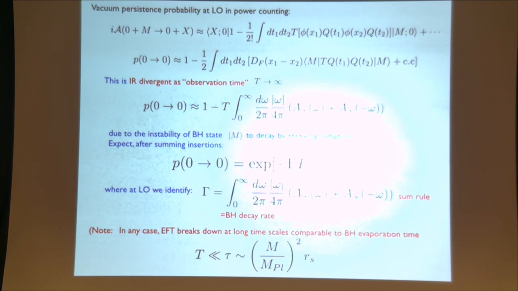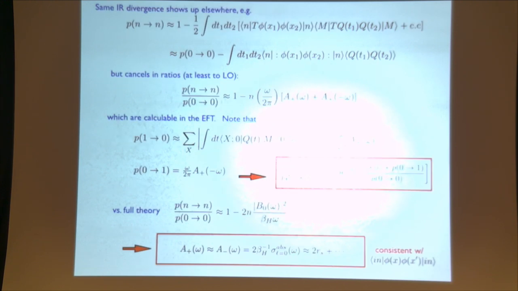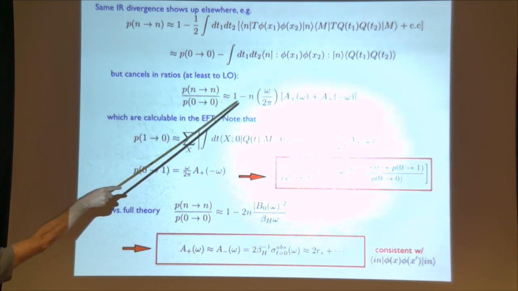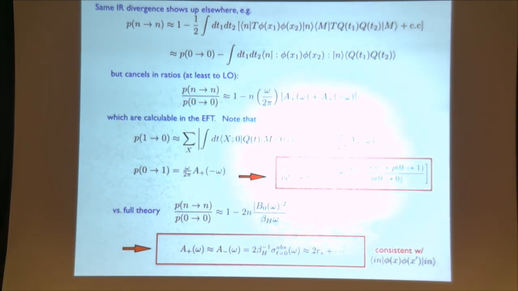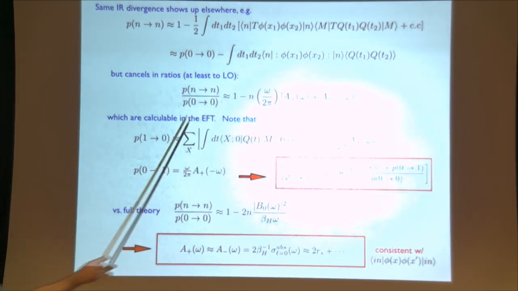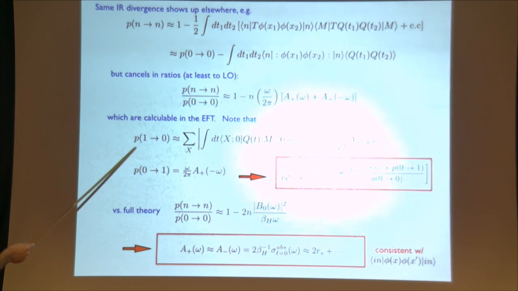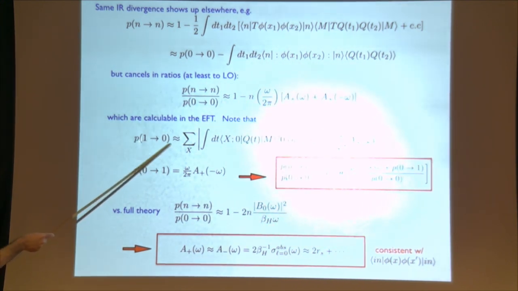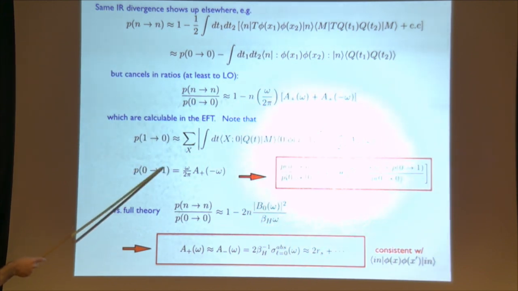By the way, neither do we expect the thing we're comparing to do that, because that's a calculation in a fixed background. So we're stuck with this cutoff, but it turns out that you can compute quantities that are independent of the cutoff and match those. So the same infrared divergence shows up in the probability that you have the same number of particles in as out. And if you take the ratio, at least to leading order, the cutoff goes away. And the ratio is related to the same correlators. The same correlators are basically just the probability to either emit a single particle or absorb a single particle.